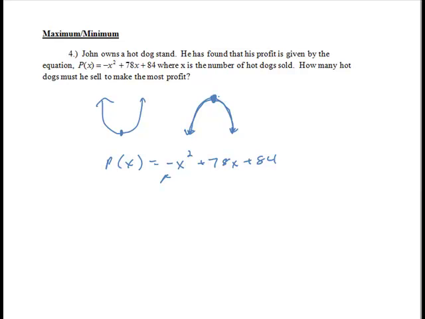So number of hot dogs was X, so all we have to do is find the X coordinate of the vertex, and given this quadratic function in standard form, which we know we have our little formula for that, negative b over 2a. So negative 78 over 2 times negative 1 simplifies to just a positive 39. So in order to maximize his profit, he would need to sell 39 hot dogs.